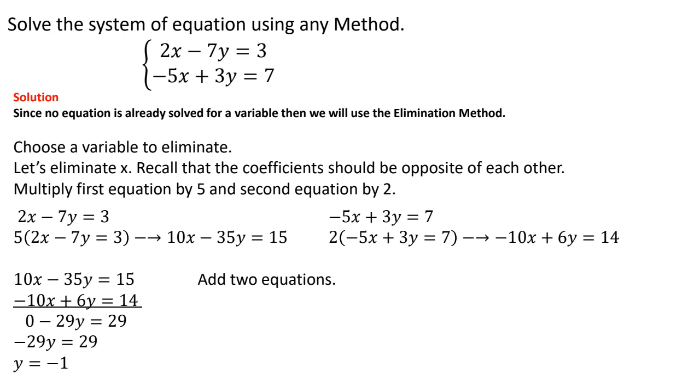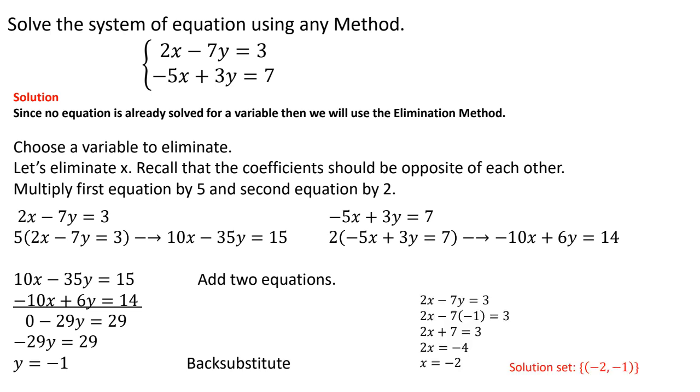All right, now to get the x value, I'm going to do back substitution, and I'm going to pick any of the equations. It doesn't matter which equation you pick. So in my case, I'm going to pick the first one. 2x minus 7y equals 3. And everywhere I see y, I'm going to replace it with -1. So here, -7 times a -1 gives me a positive 7. Subtract 7 on both sides. So -7 plus 3 gives me a -4. Divide by 2 on both sides. x equals -2. So the solution set for this system is (-2, -1).